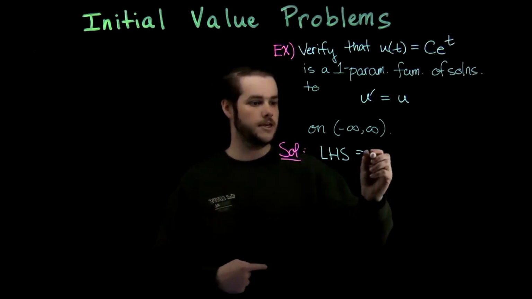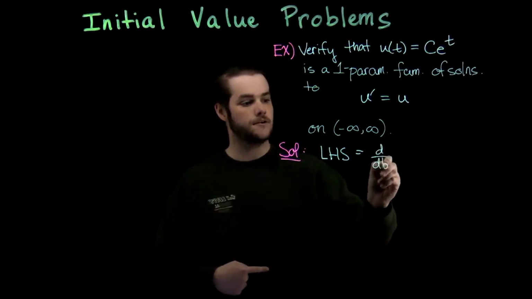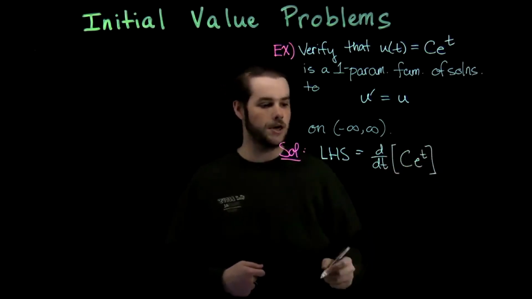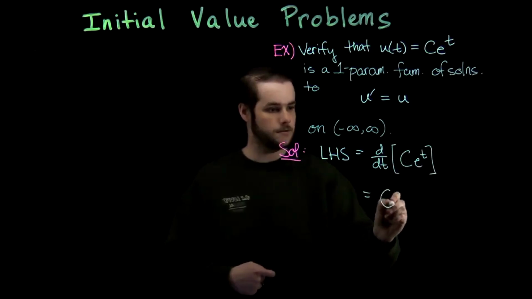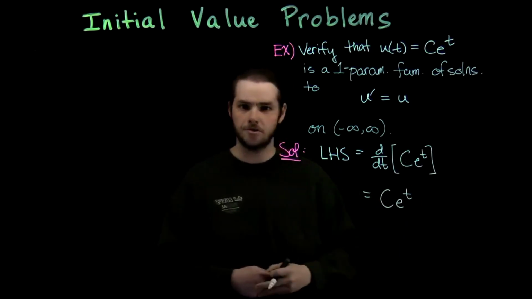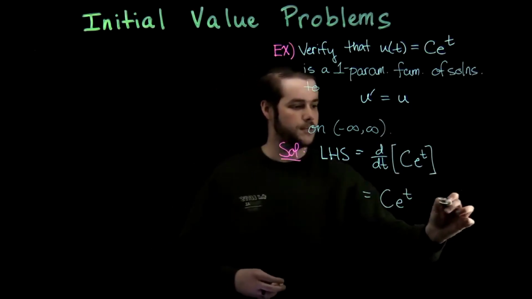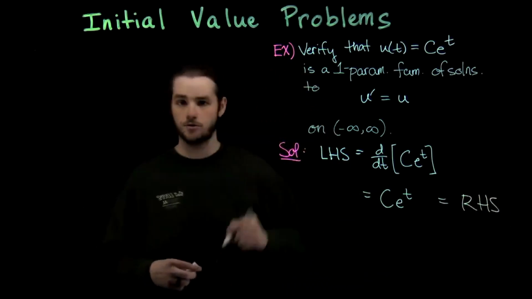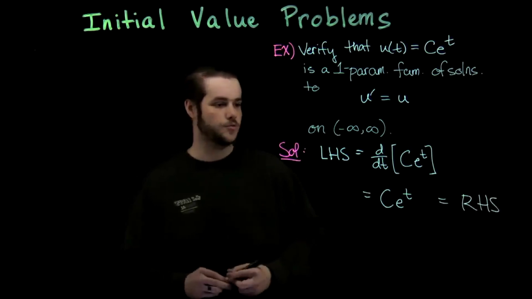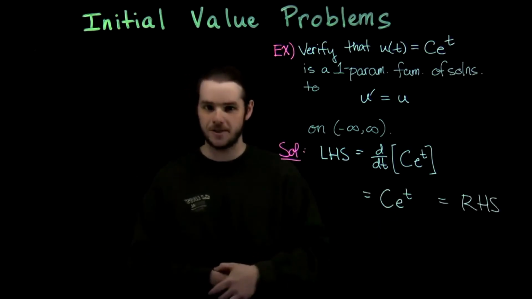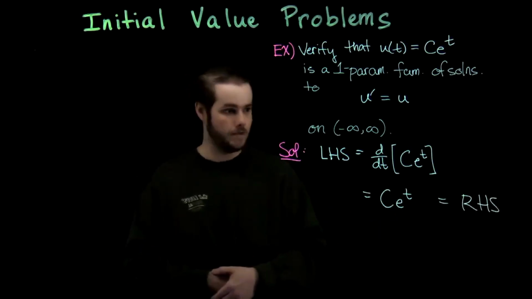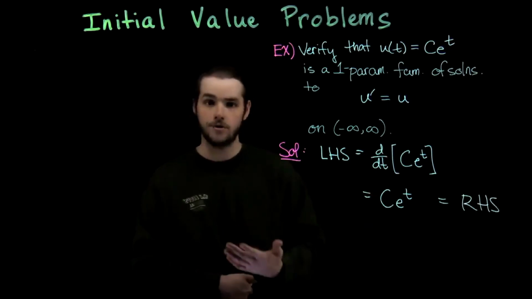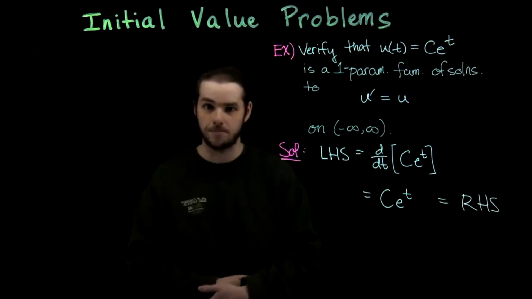So the left-hand side is going to be the derivative of my solution. And what do you know? That's just itself. But hey, look at that. That's u. So I did get the right-hand side. Notice that my solution exists for all t values. Its derivative, which is itself, exists for all t values. And it does not matter which t value I pick, c e to the t is always equal to c e to the t. So not only is it a solution, it's a solution on all real numbers.